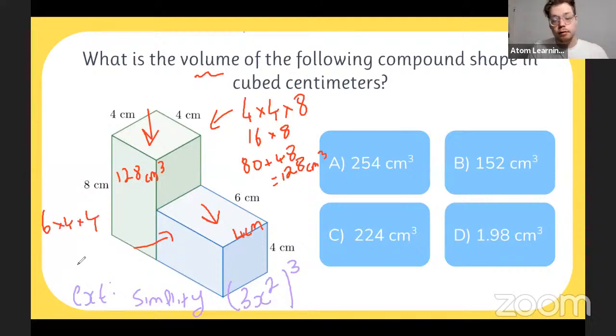So let's do 6 times 4: 6, 12, 18, 24. And then we do 24 multiplied by 4. To do this, I'm going to do 20 times 4, which is 20, 40, 60, 80, plus 4 times 4, which is 16.